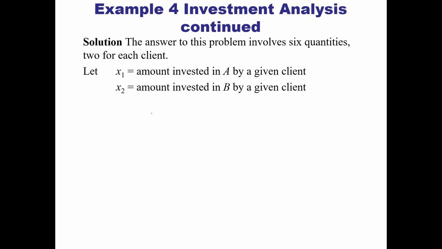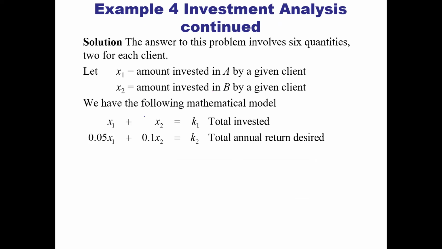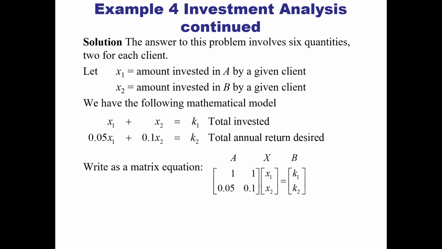So let's let x1 equal the amount invested in A by a given client and x2 be the amount invested in B by a given client. Then we have x1 plus x2 is equal to the total invested. And then we multiply by the percent, which gives us the total annual return that's desired. Written in matrix form, we have 1, 1, 0.05, 0.1, then x1, x2, k1, k2. Again, this all depends on the values that we're looking at here.